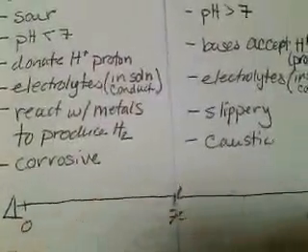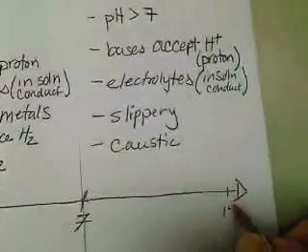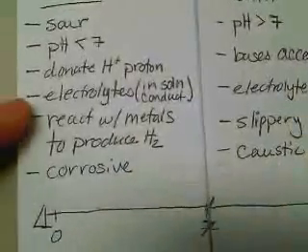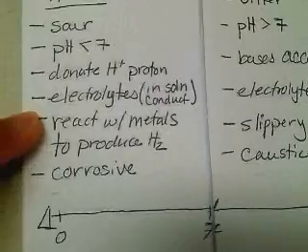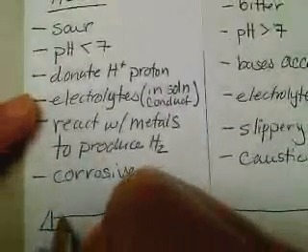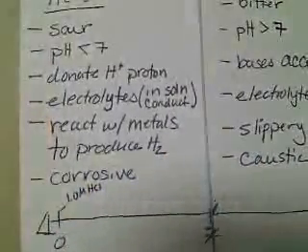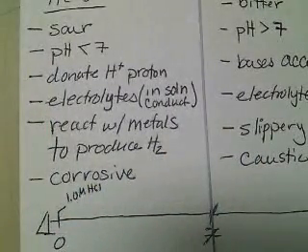We're going to go over here, we're going to put a 0, and over here we're going to put a 14, okay? So all your bases are on this side, and all of your acids are on this side over here. All right, so if we had a solution, let's say right here, if we said that this was 1 molar HCl, it's going to have a pH of around 0, okay?